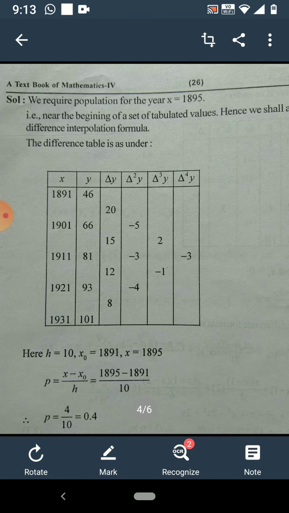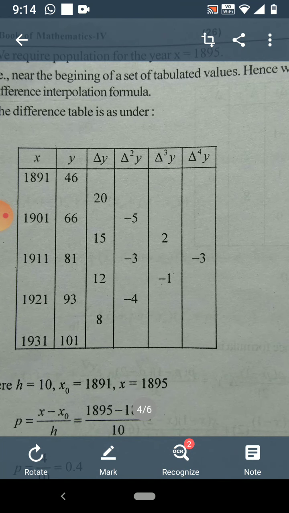Look here, I have written that we require the population for the year x equal to 1895. You are asked to find the population for the year 1895, which is near the beginning of a set of tabulated values. Hence we shall apply the forward difference interpolation formula. As I just told, to use the forward interpolation formula, construct the forward difference table.